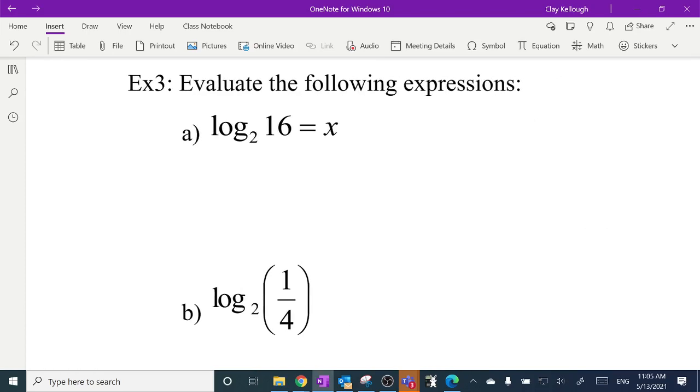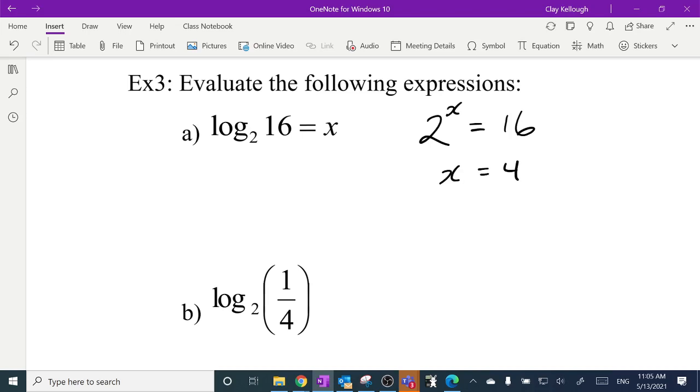All right, now we're going to actually do some evaluating. The log to the base 2 of 16. Let's switch that to something we're more familiar with. Let's switch that to an exponential equation. So 2 is my base, x is the exponent, and 16 is the answer, aka the argument. And okay, how many 2's do you times together to make 16? And the answer is 4.